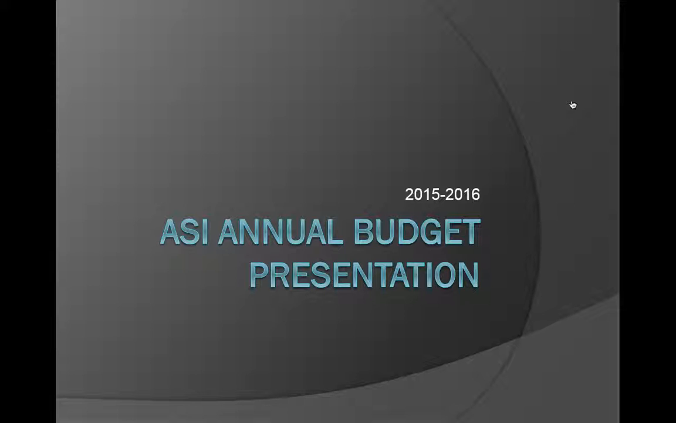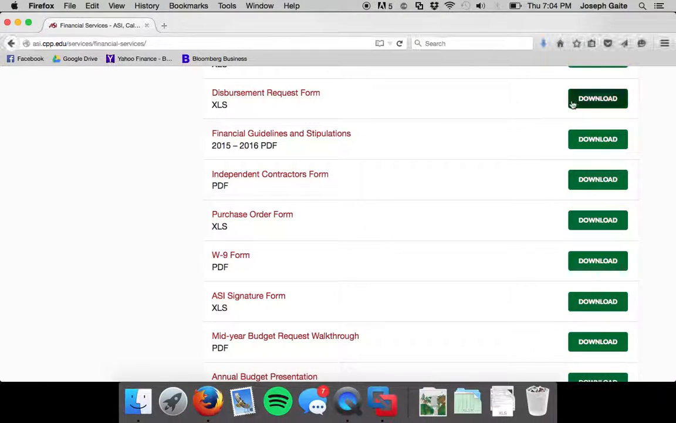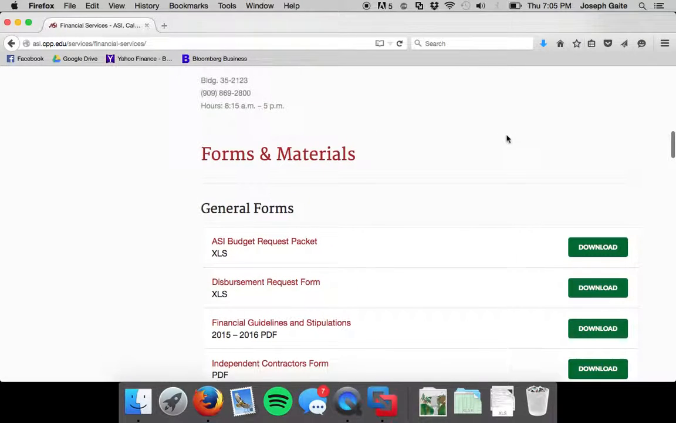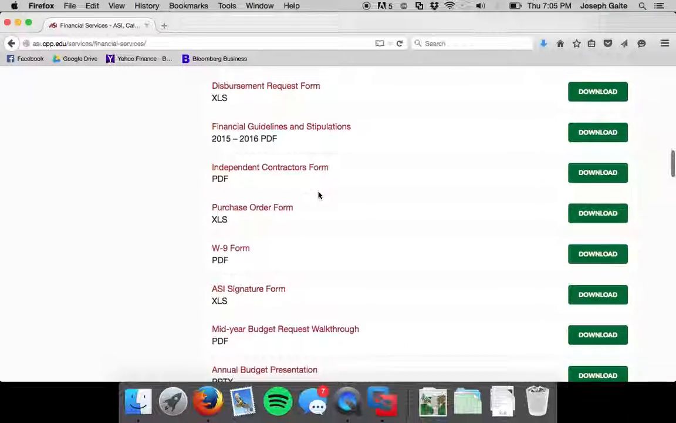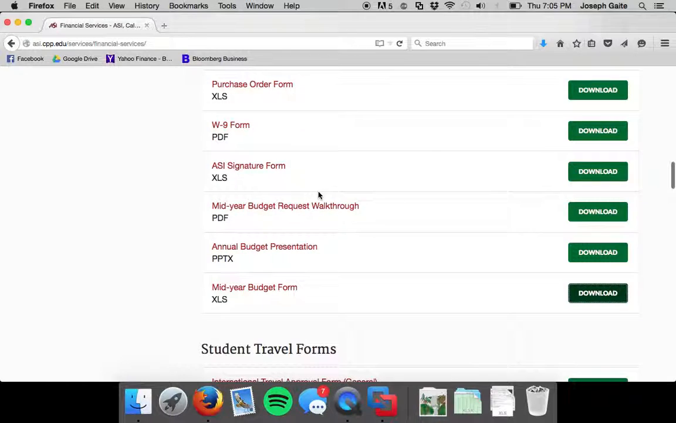Today we'll be going over our ASI annual budgets and I'll be presenting via PowerPoint and YouTube video. So let's begin. First off, asi.cpp.edu/services/financial services has all the goodies we need for you guys to receive your money. So the ASI budget request packet is here, as well as some guidelines, but most importantly our budget presentation right here, which I'll be going over today.